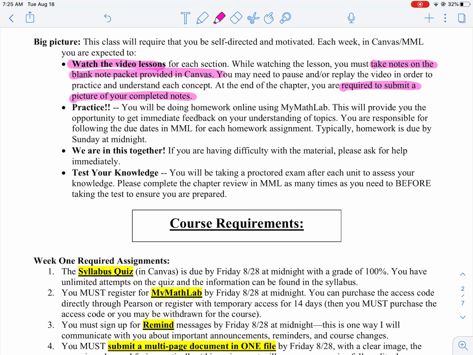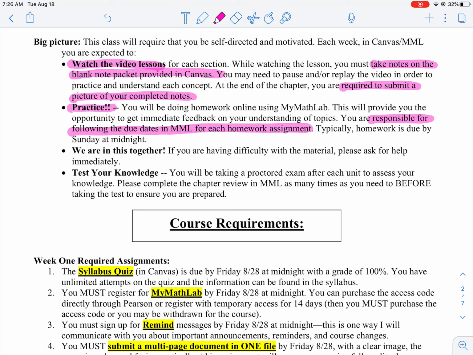All right, after watching those videos, you are expected to practice, right? You'll be doing homework using the Mymathlab program, and so after watching the first section's videos and filling out the notes, you need to make sure that you practice by doing the homework. The homework will give you immediate feedback on your understanding of the topics, making sure that you understand what we did in the videos.